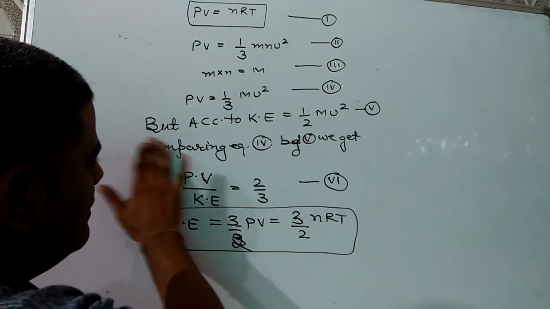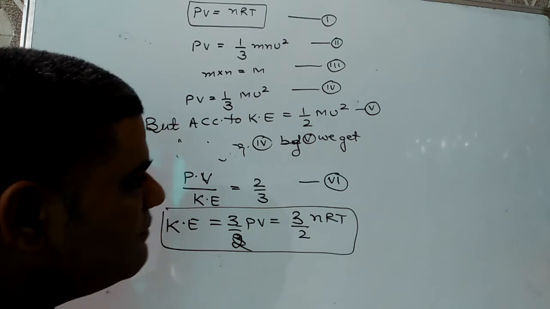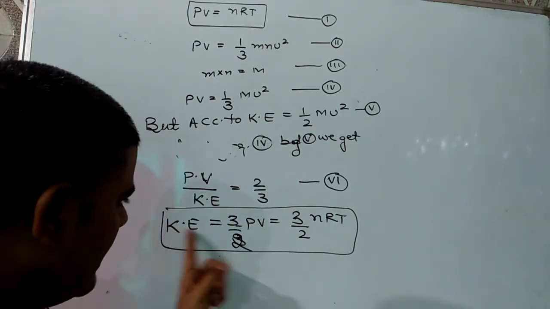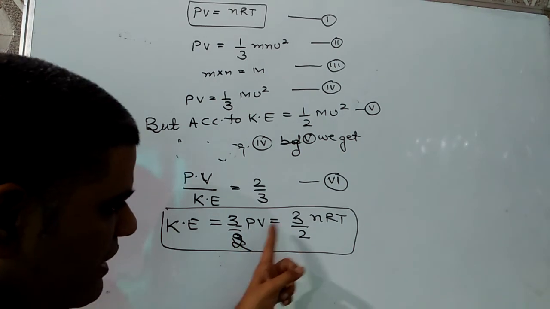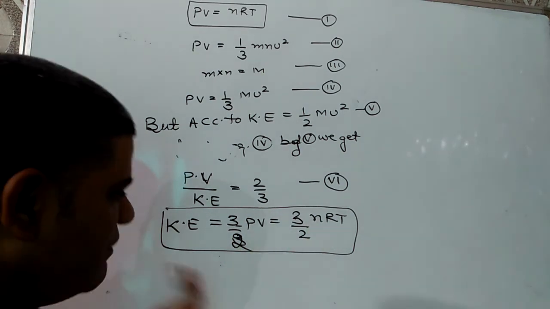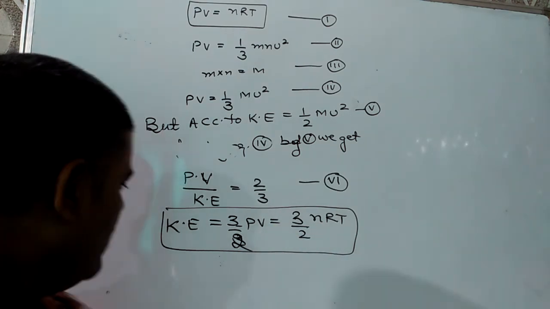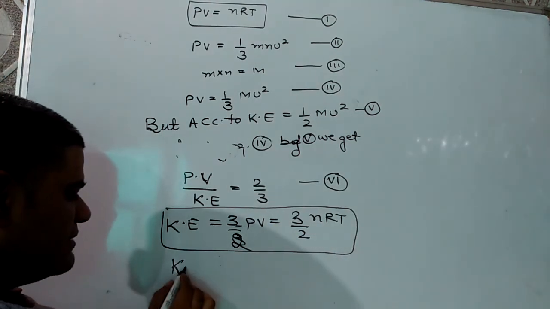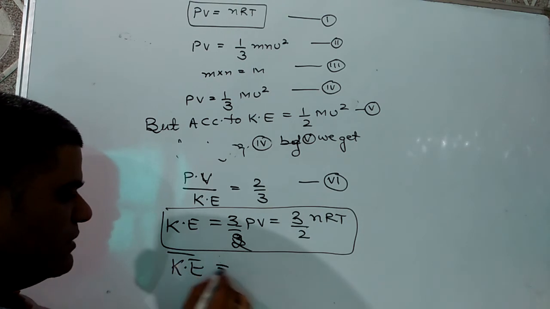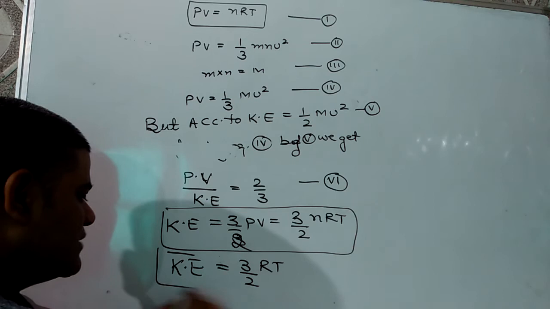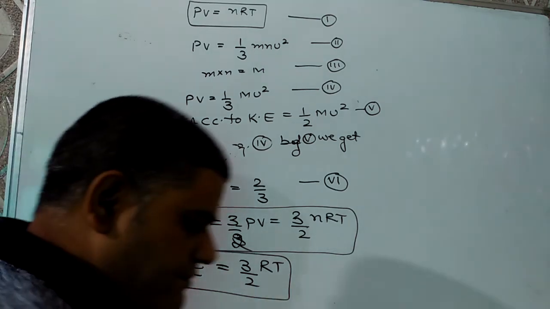By dividing the fourth by the fifth, we get PV upon kinetic energy is equal to 2/3. From this, kinetic energy will be 3/2 PV, and putting the value of PV, kinetic energy is equal to 3/2 nRT, or the average kinetic energy of any gas should be equal to 3/2 RT. Now we have to discuss numericals on all these topics.